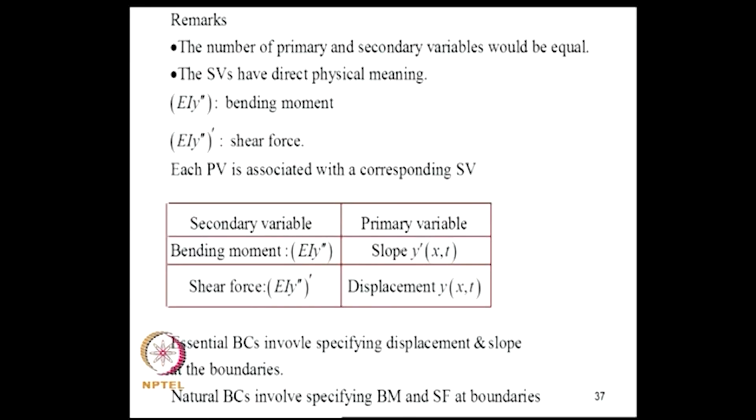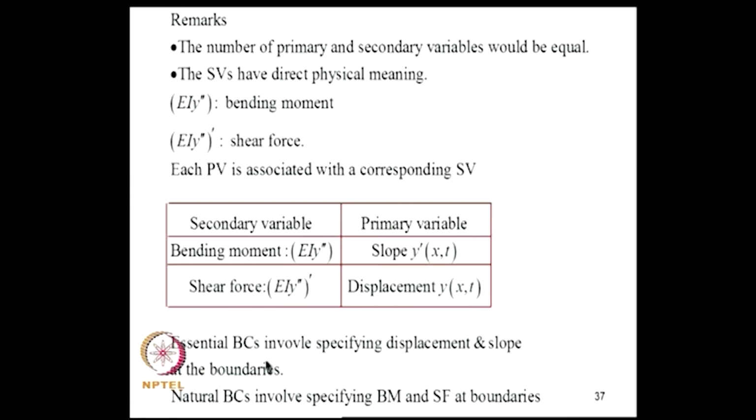Now, in this type of formulation, if you are dealing with even order differential equations, which we are always doing in many of the structural engineering problems, the number of primary and secondary variables will be equal. The secondary variables have direct physical meaning as far as the problem is concerned. For example, here EI y'' is a bending moment, EI y''' is a shear force. So, each primary variable is associated with a corresponding secondary variable. So, there is a natural pairing of primary and secondary variables. For example, if the secondary variable is bending moment, the primary variable is the slope. If the secondary variable is the shear force, the primary variable is the displacement.